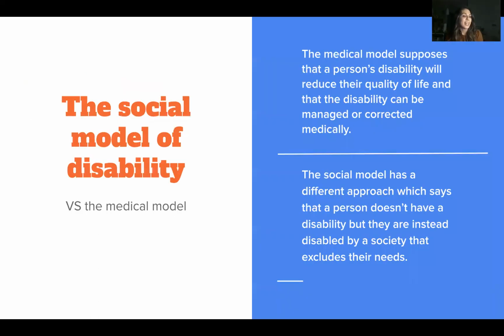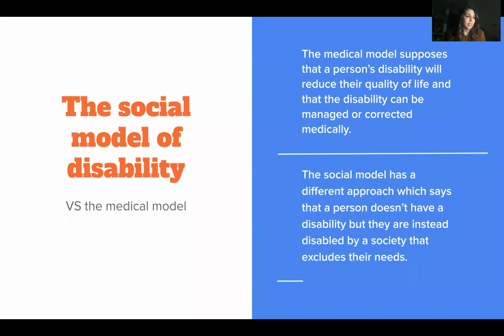Okay, so just to give more context and a little bit of history to our topic, I'll begin by defining the social model of disability. It was born as a response to the medical model of disability, which supposes that a person's disability will reduce their quality of life, and that the disability can be managed or corrected medically. So, any kind of assistive devices, glasses, wheelchair. This places the responsibility on the individual to basically take care of the problem.